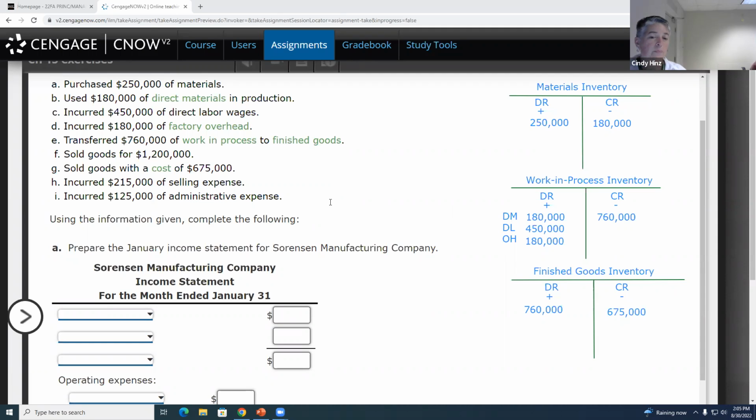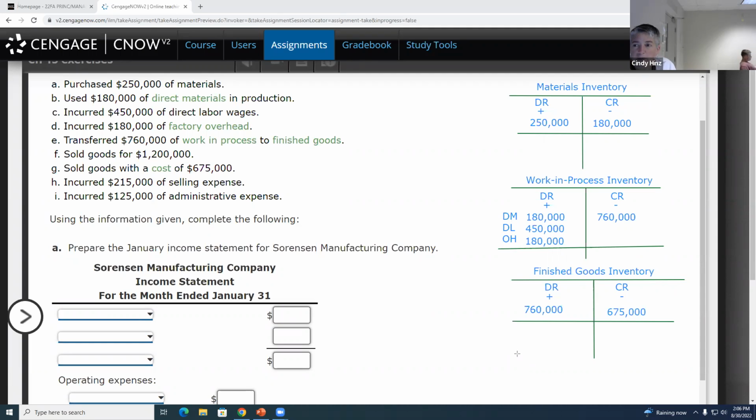So we have now put into our T accounts all of the information that was included in letters A through G. And we're going to hold off on H and I because they don't affect these accounts. I told you last week that we would review anything that I expect you to know from financial accounting. And this is the next item, which is how to find the balance in a T account.